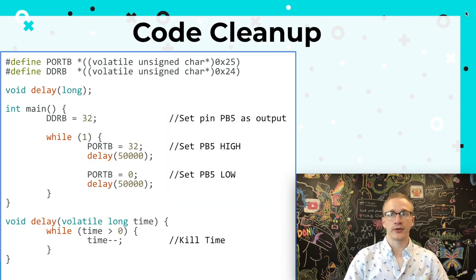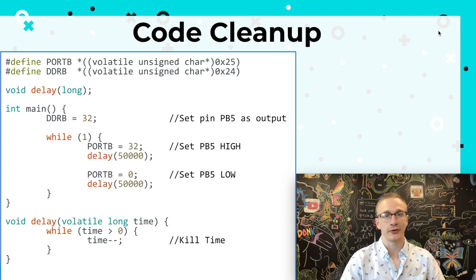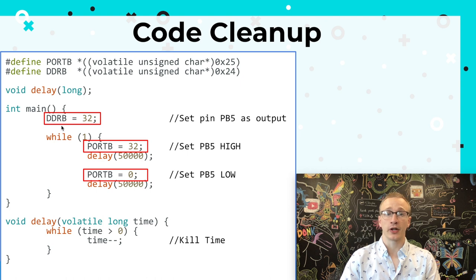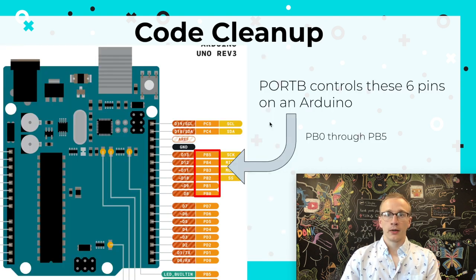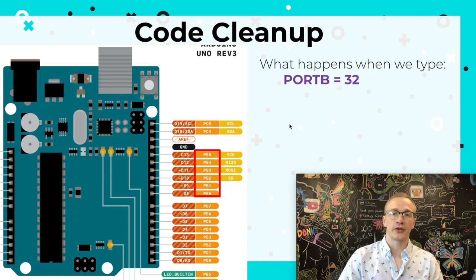Before we jump into optimization, I do want to take a sec to clean up stuff that's been bothering me for the past couple of videos. Specifically, these lines of code where we set DDRB to 32, PORTB to 32, and PORTB to 0. PORTB controls these six pins, which are called PB0 through PB5, and they map to pins 8 through 13 on an Arduino. So anytime that we set the register value of PORTB, we're manipulating all of these pins at once. So what happens when we execute a line like PORTB equals 32?